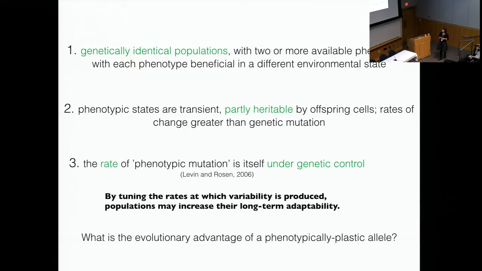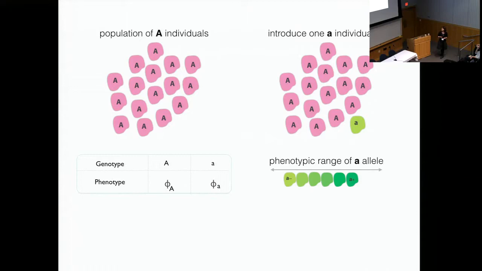And so one of the big questions I've been interested in is, what is the evolutionary advantage of these types of stochastically changing alleles, so phenotypically plastic alleles in a way? And one way to model it is to say, okay, let's say we have a population of wild-type individuals. These individuals do not have the plastic phenotype. And let's say that we now introduce one different allele, either by, let's say, a genetic mutation, in the population. And this different allele confers a certain phenotypic range.